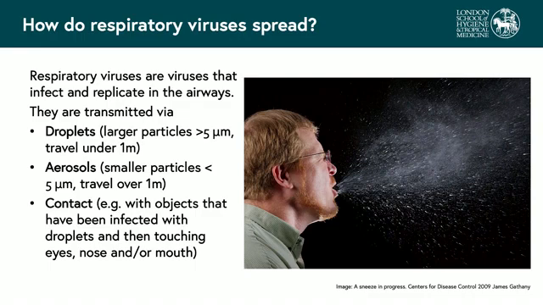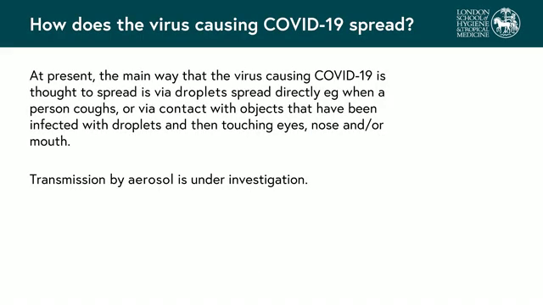The main way the virus causing COVID-19 seems to spread is via droplets, for example, when someone coughs, or through contact with droplets on another object, if the eyes, nose, or mouth are then touched. Potential for transmission by aerosol, the smaller particles, is under investigation.